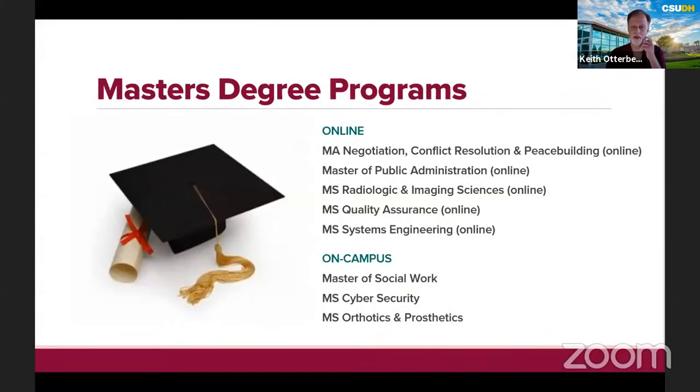So, after you graduate, what are you going to do next? One route would be a master's degree program. Extended Education offers 8 different master's programs, most of them online. These are regular CSUDH degree programs, and compared to most master's programs, are very low priced. Take a look at the programs we offer. They include negotiation and conflict resolution, quality assurance, public administration, social work, cybersecurity, orthotics and prosthetics, systems engineering, and radiologic and imaging sciences.